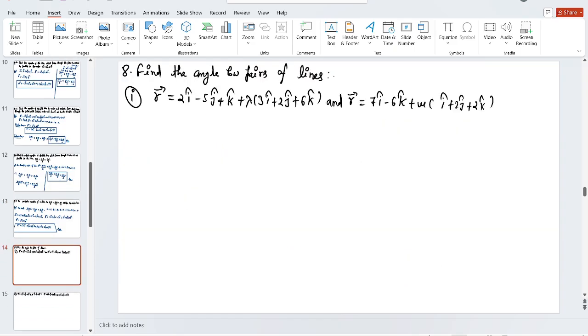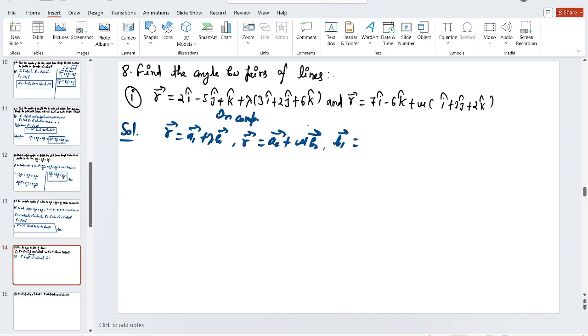The next question is the angle between the pair of lines. Okay, so we solve it. The solution is: on comparing vector r equal to vector a1 plus lambda times vector b1, and vector r equal to vector a2 plus mu times vector b2. We need to find only vector b1 and b2.